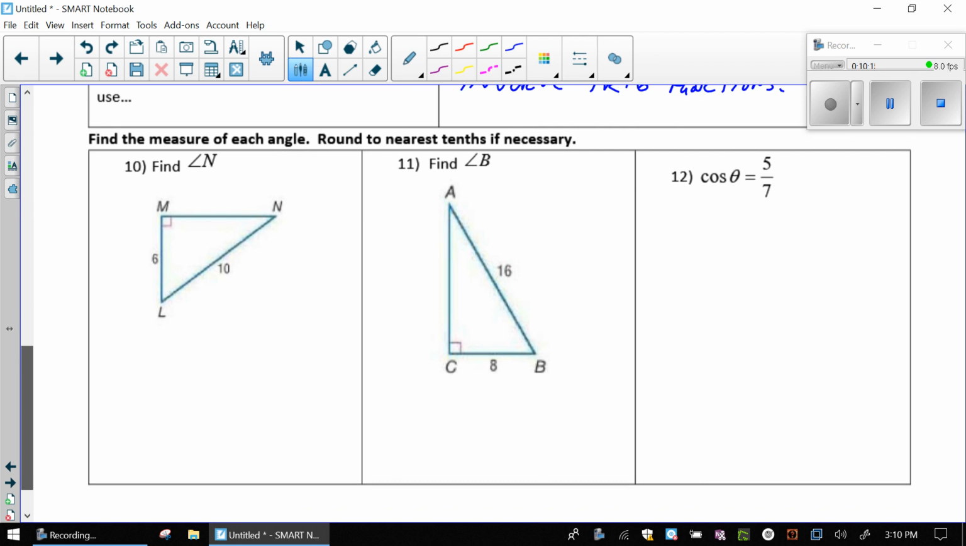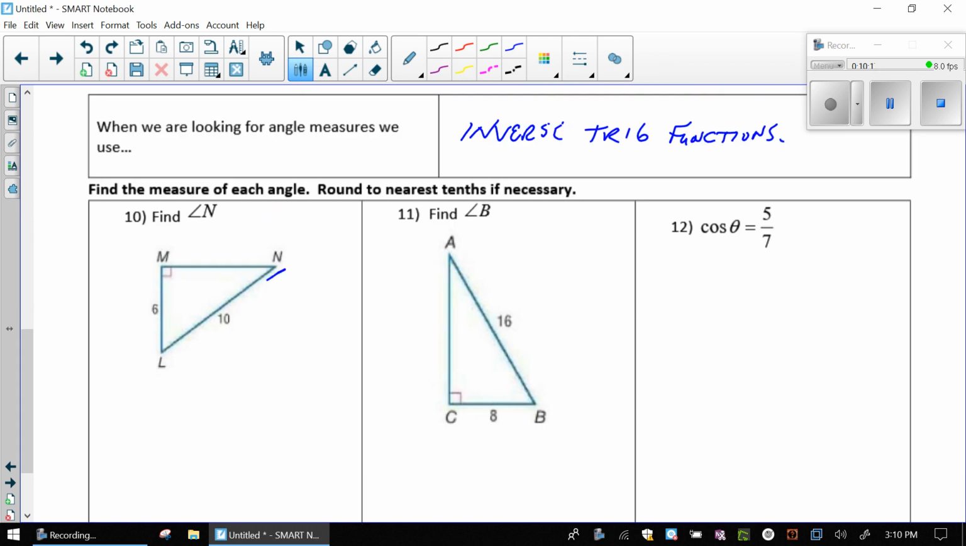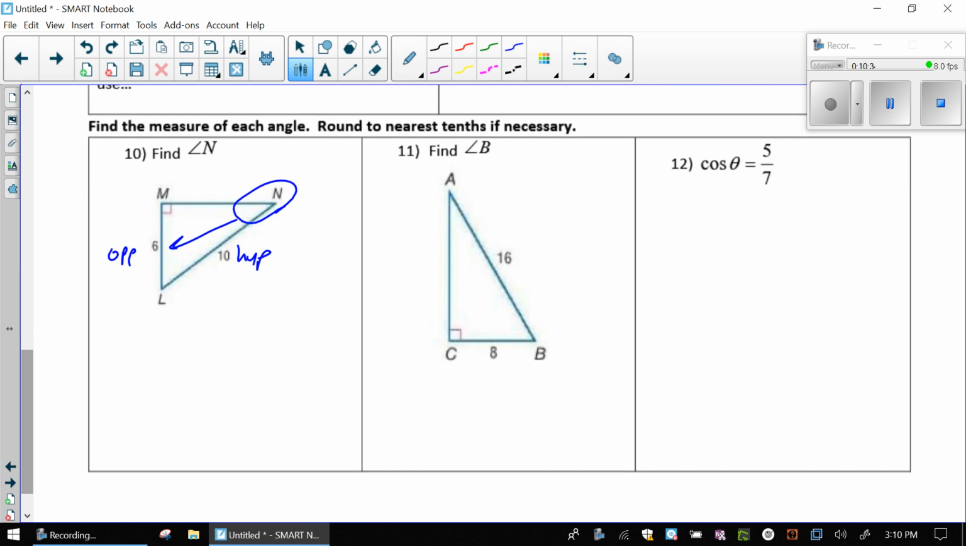So here we go. Find angle N. Angle N is right here, guys. So look at which sides we know. We know the opposite side, and we know the hypotenuse. So just like we did before, exactly the same. We start the equation the same way. The difference is when we set it up, we're not going to know the angle.